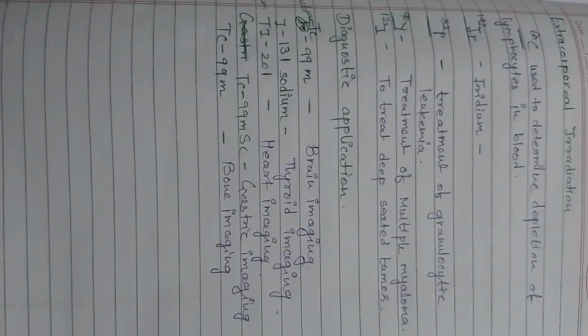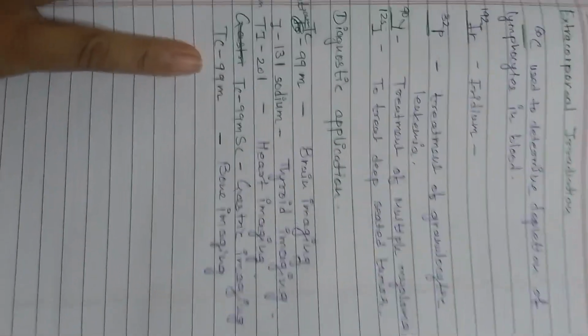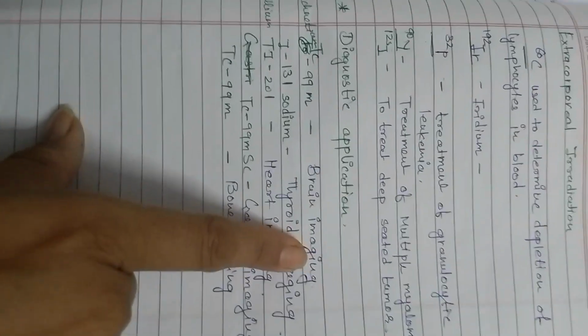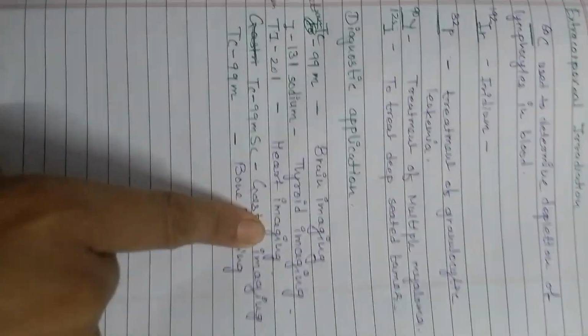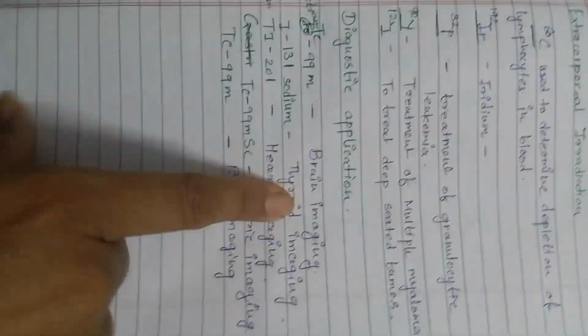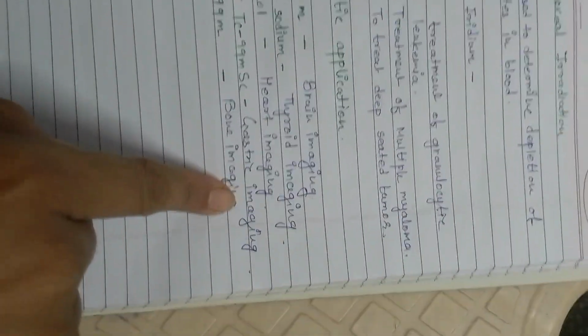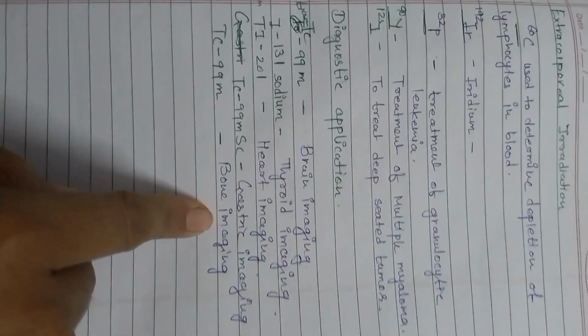Now, the diagnostic application. Two types of application we have seen. The first one is therapeutic application, and the second one is to diagnose the disease or to examine various organs. We are using these radiations. Like technetium 99 is used for brain imaging. Thallium 201 is used for heart imaging. Then iodine 131 is used for thyroid imaging. Technetium 99m is used for gastric imaging, and technetium 99 is used for bone imaging.